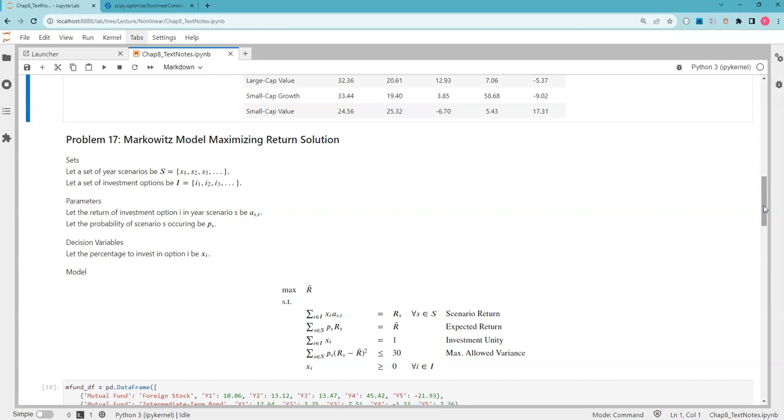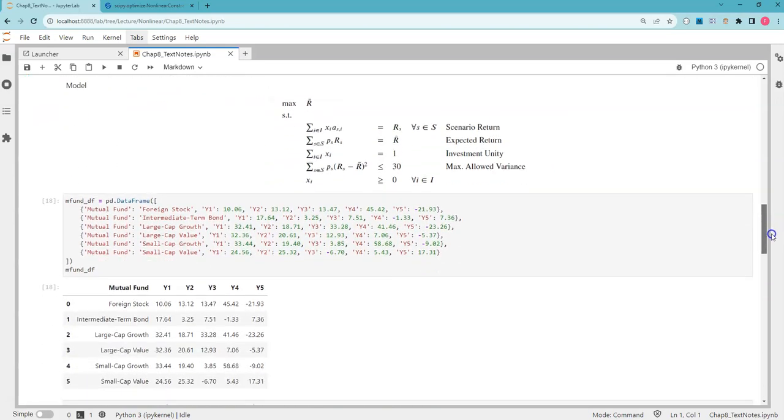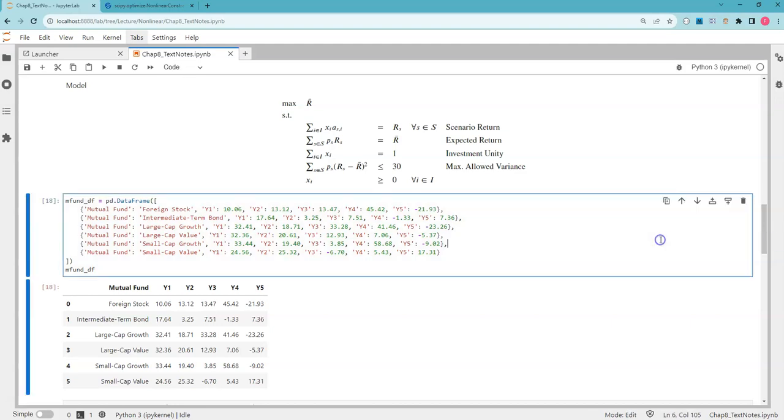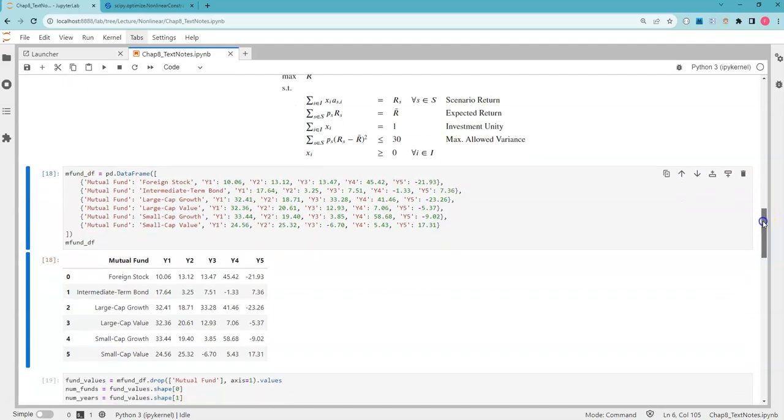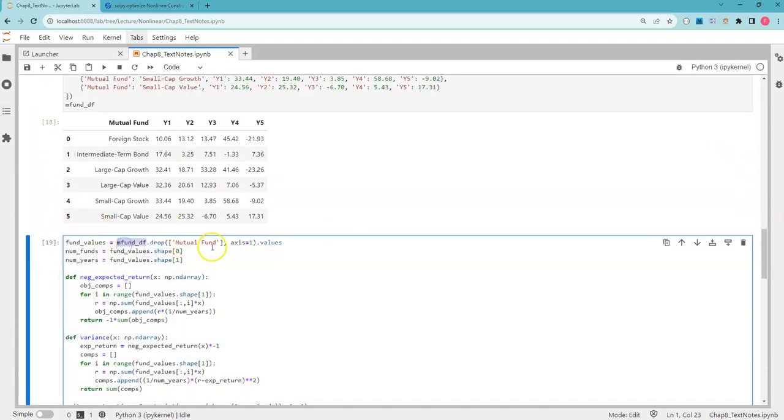So hopefully that all makes sense. As far as the actual implementation in Python is reasonably straightforward. I've got a pandas data frame here to hold all of the logic that I've just hard coded in this cell, and then I come down here. Basically this statement here is going to be dropping the mutual fund column and then just having all the numeric values and fund values. Here I'm figuring out how many funds as well as how many years, depending on the shape of this data frame.